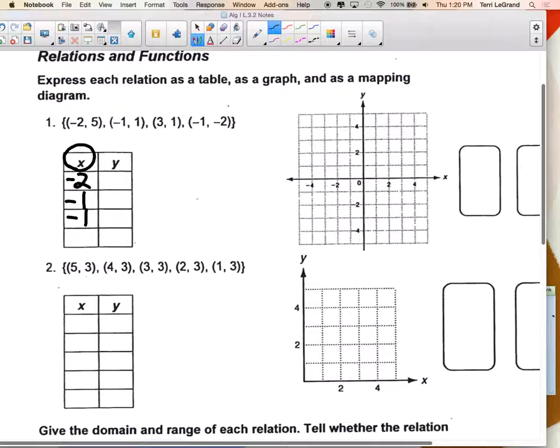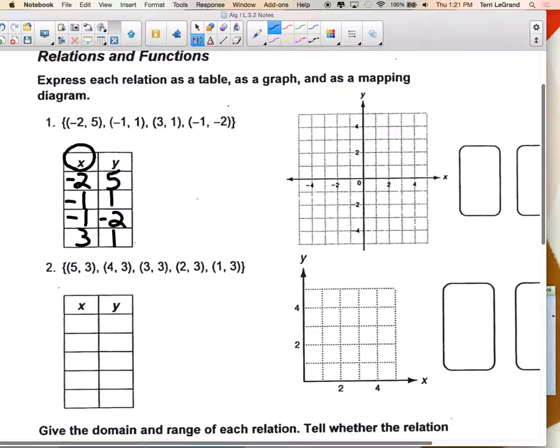We can have repeats in a table. Yes, a table shows all of the ordered pairs. And we have an x value of 3. Now, here's what you don't do. You do not put the y values from least to greatest. You have to keep their relationship. So -2 would be mapped to 5, so it stays with 5. -1, well, one of the y values is 1, the other one is -2. And when x is 3, y is 1. So only the x's get put from least to greatest.